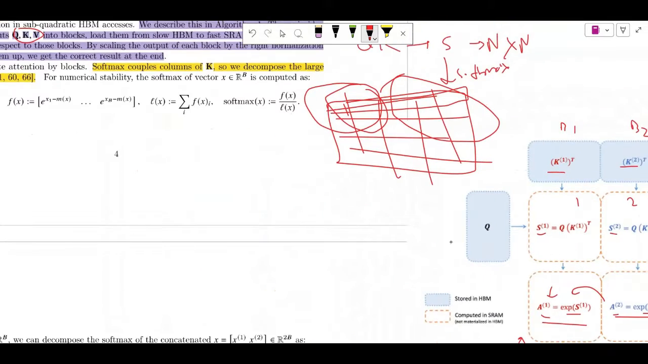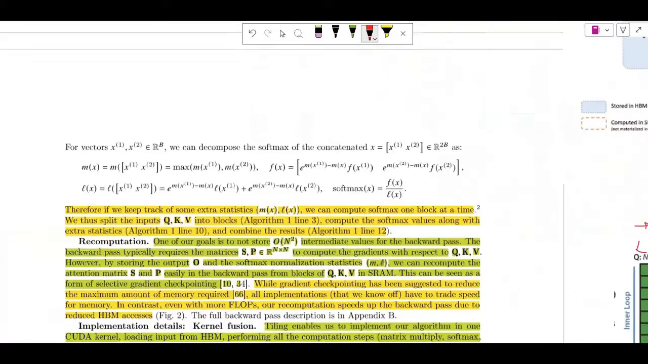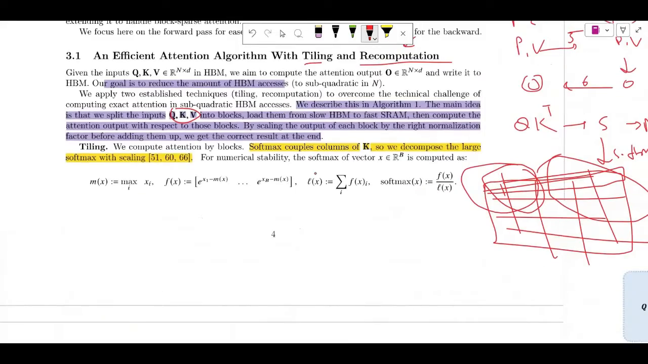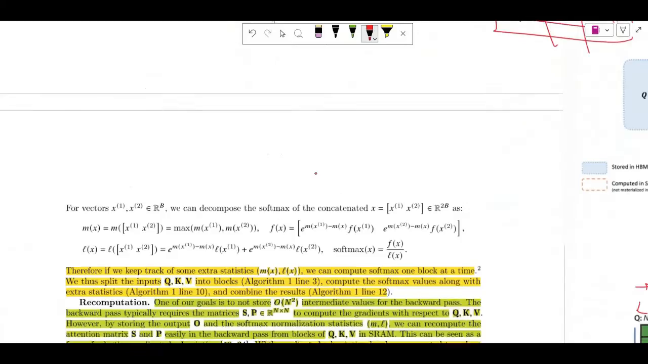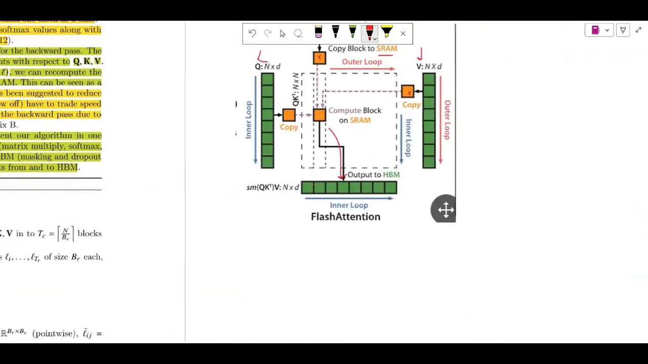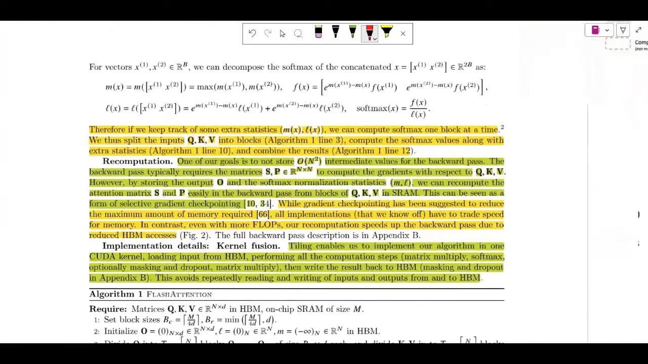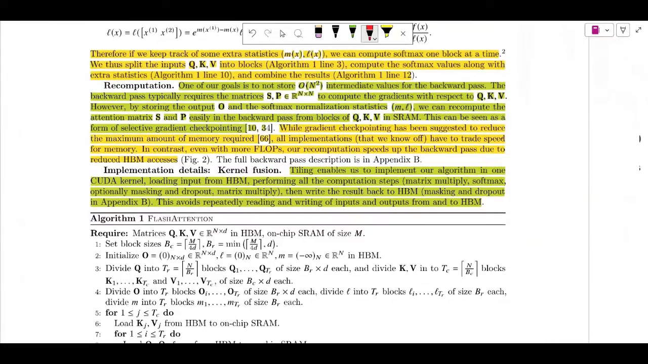So this is tiling. Tiling basically means chunking your input into multiple blocks and processing each block. They go into a lot of detail into how this is actually implemented. I did not go through all of them. You can read the paper if you want to understand them in much detail, but on a high level, this is the idea. Recomputation is for the backward pass.